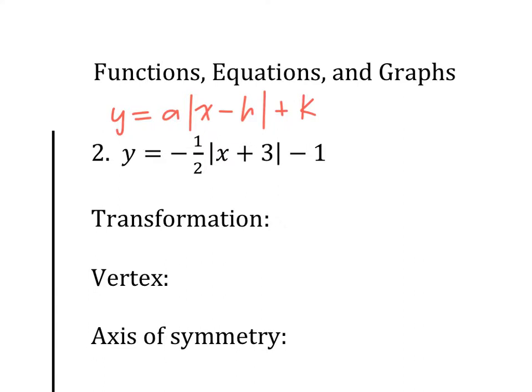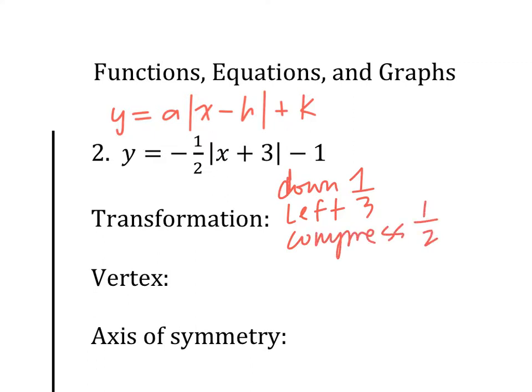Jiwon, tell me one transformation. So, 1 is down. Down how much? 1. Yes. So, down 1. Kendrick, give me another one. Yes, left 3. Lauren, another one? Compressed by 0.5, let's say 1/2. And then Josiah, give me the last one. Yes, reflection over x-axis. Okay, so this one we have 4 transformations.